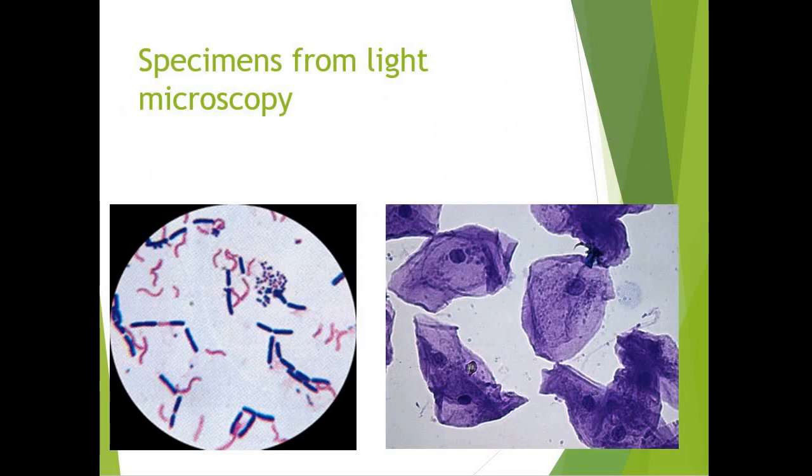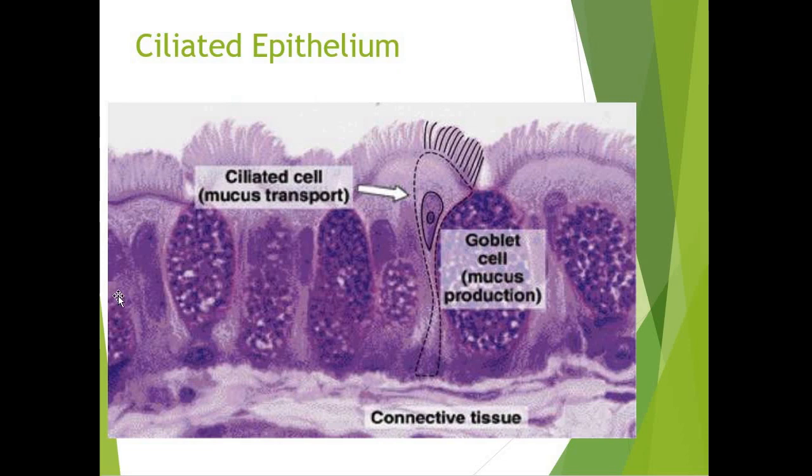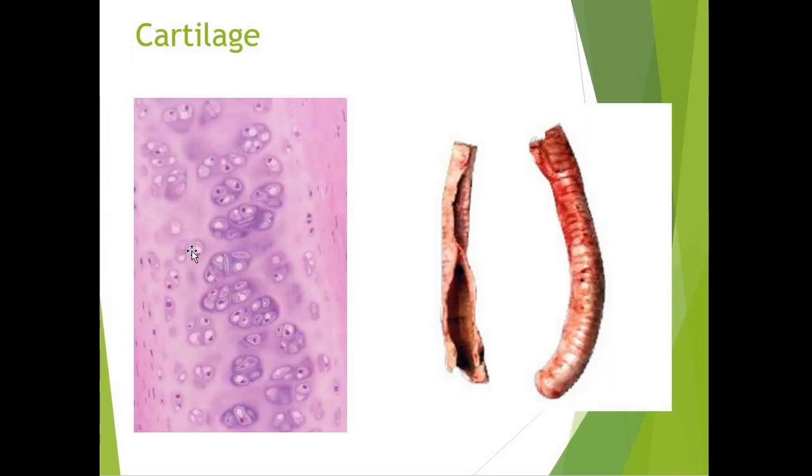So let's look at some images. So I'm going to start off with some images. So these are examples of bacteria. These are human cheek cells that go in there. We can look at goblet cells and ciliated epithelial cells. You should remember these from your GCSE. These are the cells that flick mucus out of the throat. The goblet cells are the ones that produce the mucus. We can look at cartilage cells within the body. So these are the cells that you might find in the trachea.